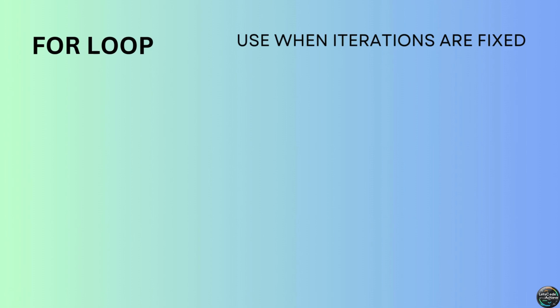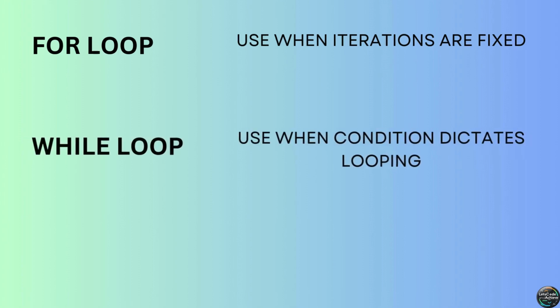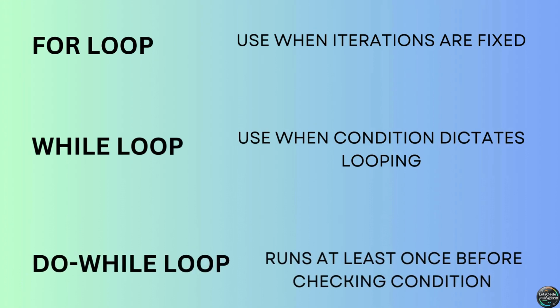So to recap, for loop: best when you know how many times you need to loop. It's perfect for counting, iterating through arrays, or other fixed iterations. While loop: use this when you don't know exactly how many times you will loop, but you know the loop should continue as long as a condition is true. Do while loop: great when you want to ensure the loop runs at least once before checking the condition.